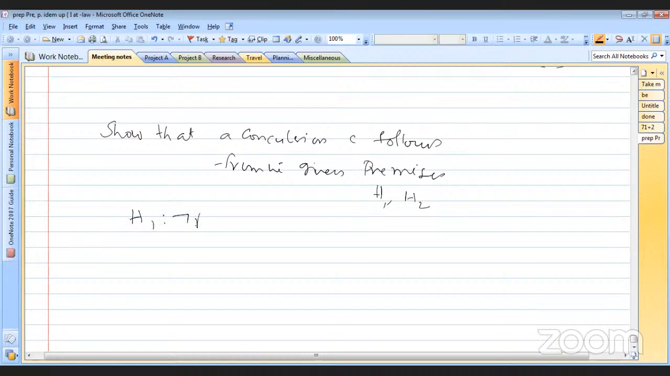H1 is negation of P, H2 is P or Q, and C is Q. So we have to check the conjunction of the premises implies the conclusion. I am writing here: conjunction of premises to conclusion.